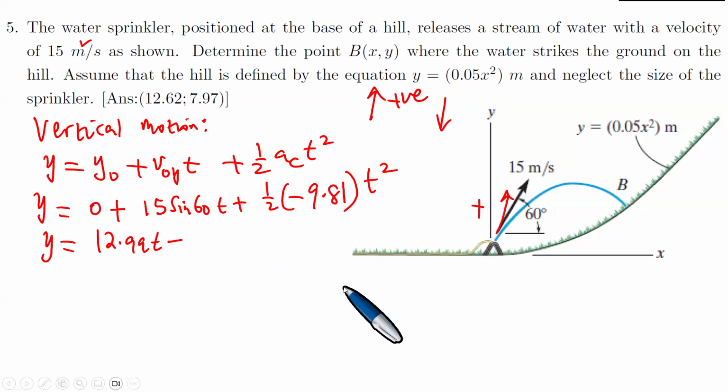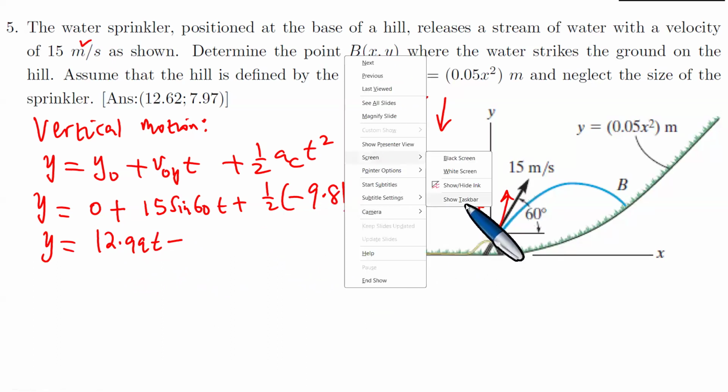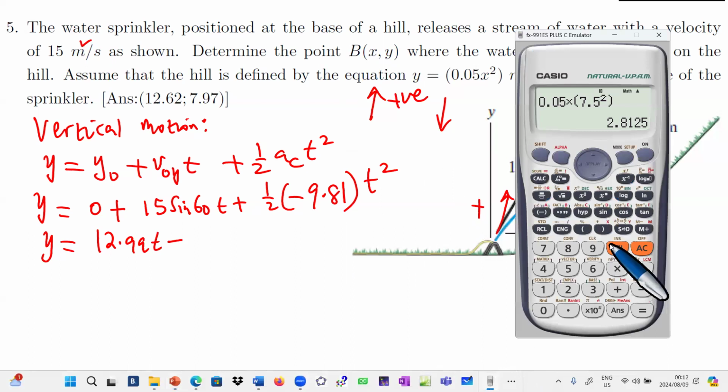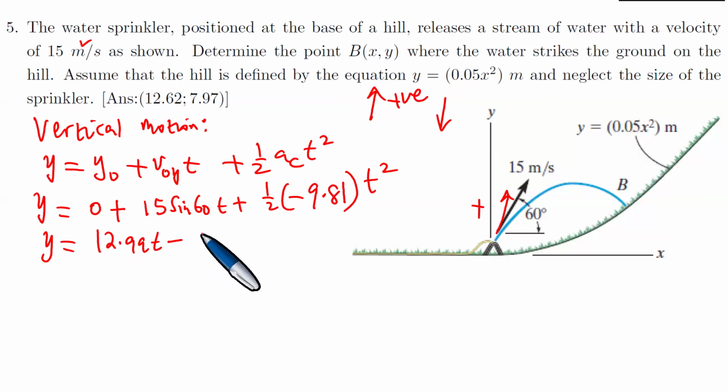Okay, so we can do this one with the calculator just to make sure that we get the correct answer. So that in the end, what we're getting is 0.5 times 9.81, which is 4.905. Let us write clearly to avoid mistakes.